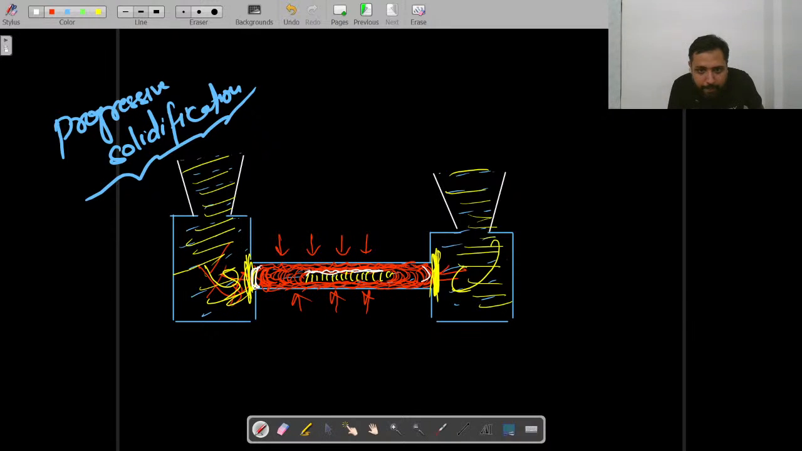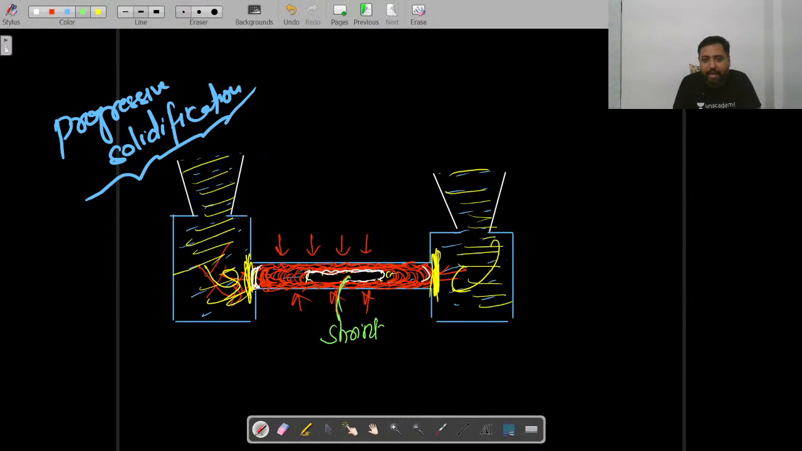You will find this much of section, which after solidifying will remain empty, because of the shrinkage which occurred there. Are you getting me? So this much of section will remain empty. If you do the X-ray, you will find that this empty section is there. So this is what we call a shrinkage line cavity.